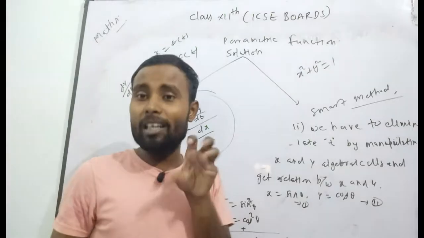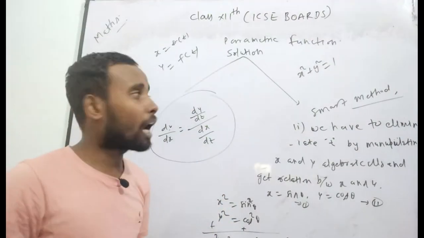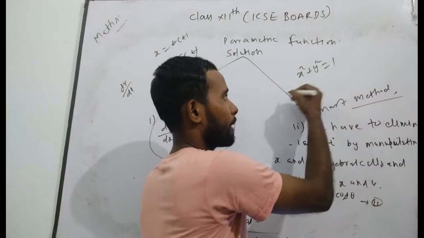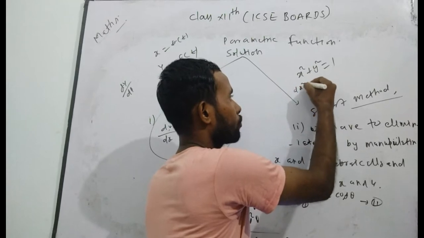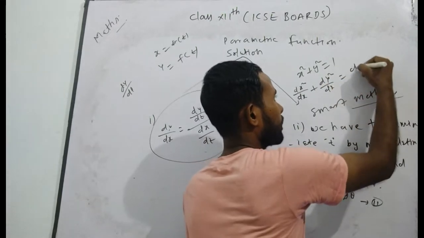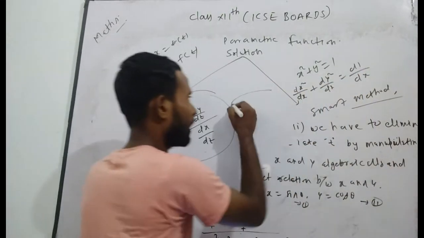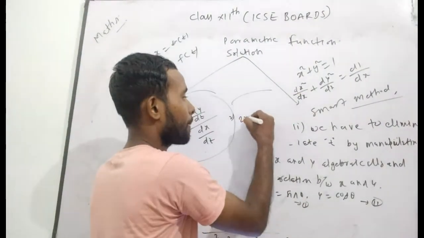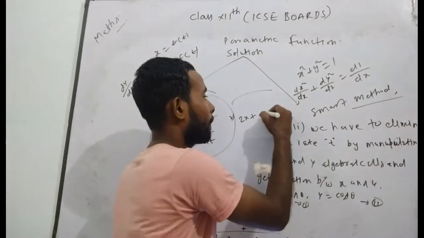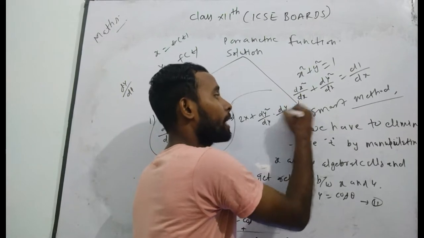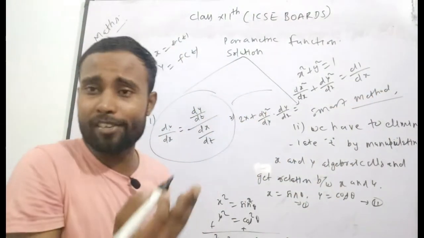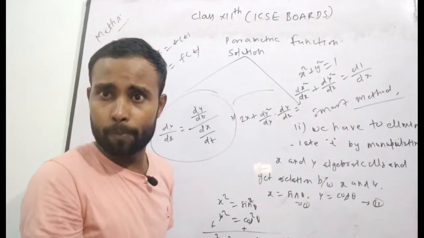Now simply, by the implicit function concept, you can find dy/dx. Simply write here, differentiating on both sides with respect to x. Derivative of x square with respect to x will be 2x. Derivative of y square with respect to x, you first find the derivative of y square with respect to y, and then the derivative of y with respect to x. And the derivative of 1, which is a constant, with respect to x will always be 0.